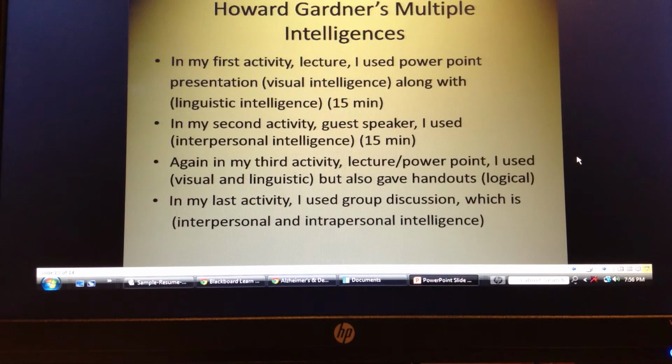The multiple intelligences. In my first activity, I used the lecture with a PowerPoint, 2 different intelligences. In my second activity, I had a guest speaker, interpersonal, 15 minutes. Again, in my third activity, a lecture PowerPoint, the same as above, and then also I gave out handouts, which was logical. And in my last activity, I used group discussion, which is interpersonal intelligence.